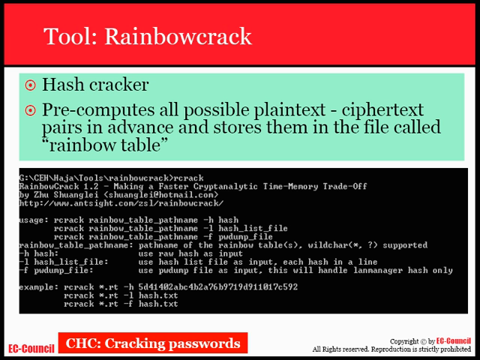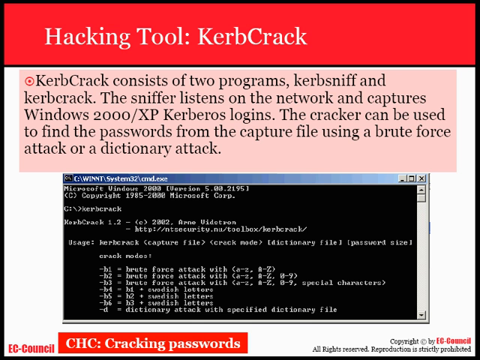Another tool I could use is called RainbowCrack. Now, RainbowCrack is a hash cracker. It basically computes all the different possibilities in plain text and stores them in advance. And it uses this rainbow table, if you will, to apply it to those password files until it finds the appropriate match. Now, Kerberos is a much better authentication mechanism. However, Kerberos can still be cracked. And one of the tools that we use for that is called KerbCrack.